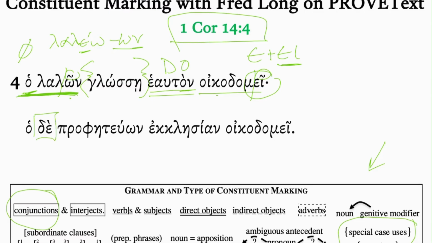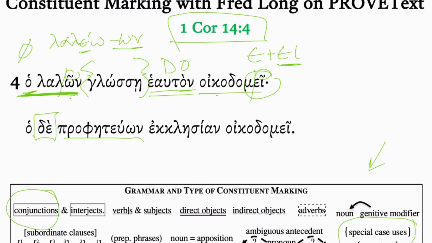De is then what we see next. So the next part of the verse is o de prophetevon ekklesian ikodomi. So o de prophetevon. The de is a connector, a conjunction. So we put a box around it. De marks new development, and it can be used in situations of contrast, and that's what we have here.